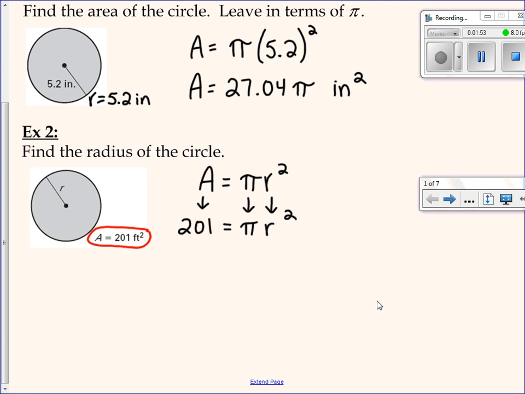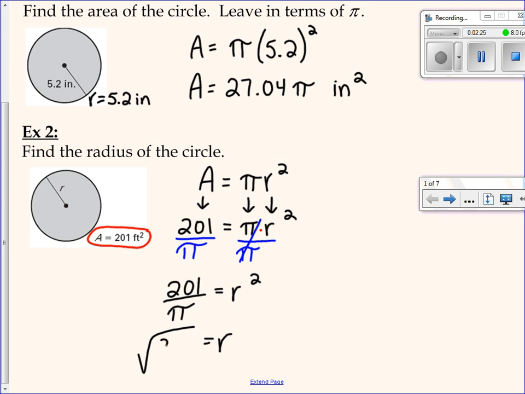If you want to solve for R, the pi and R squared are being multiplied. So to get R by itself, we're going to divide both sides by pi. For now, I'll just leave it as 201 over pi equals R squared. And then how do you just get R? Well, you're going to square root it. It doesn't tell us how to write our answer. I'm okay if you leave it as the square root of 201 divided by pi.